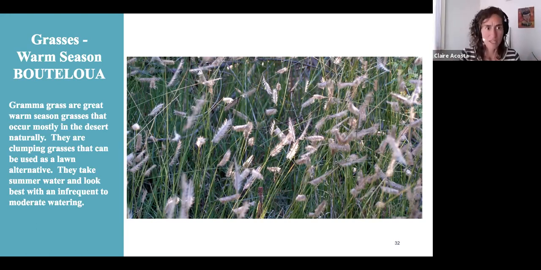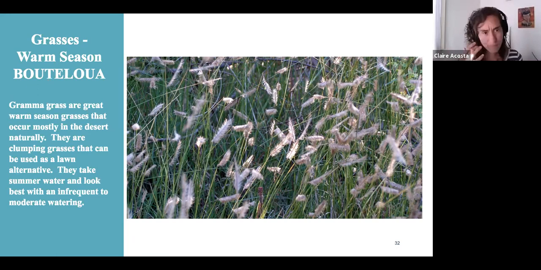Bouteloua, which are the gramas, come from the desert, so they grow in the warm season. They are a clumping grass. I've never used them as a lawn alternative, or never seen it, but I believe it. Especially because it's a desert native, a lot of our desert natives can take that summer water because they know how to take advantage of it when it shows up. It does say best with infrequent to moderate watering, but it does handle the summer water.